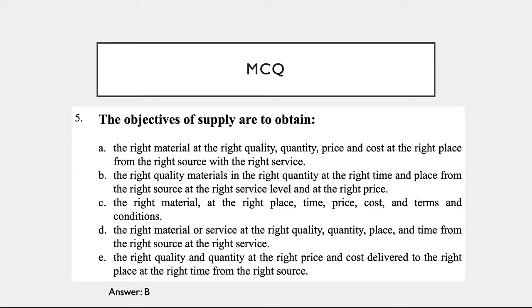Here the answer is B, and take care because this question is somehow tricky with words. So the objectives of supply are to obtain the right quality material in the right quantity at the right time and place from the right source at the right service level and at the right price.